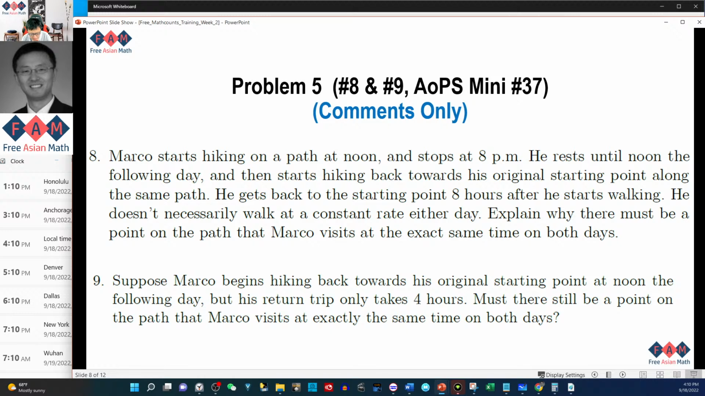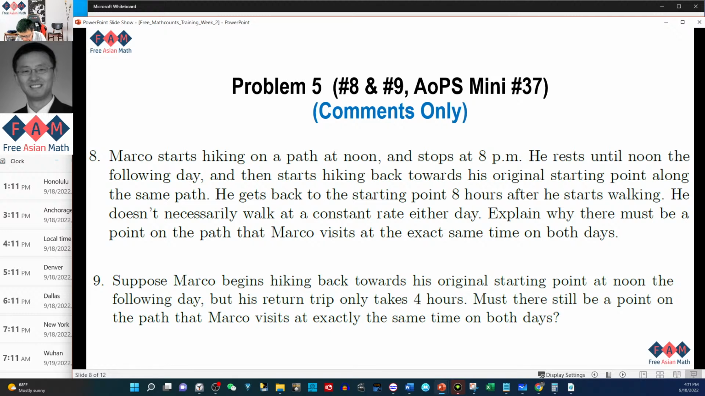So Marco starts hiking on a path at noon. He stops at 8 p.m. in the night. He rests until noon the following day, and then starts hiking back towards his original starting point along the same path. He gets back to the starting point in 8 hours. So you can see it's very interesting. The first day he starts at noon and stops at 8 p.m., spending 8 hours in total.